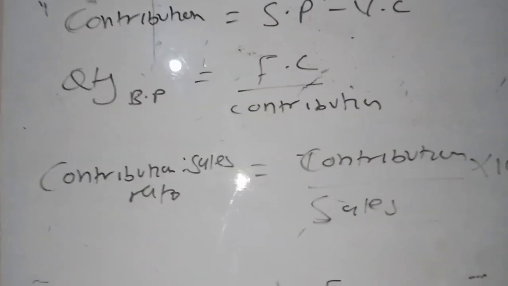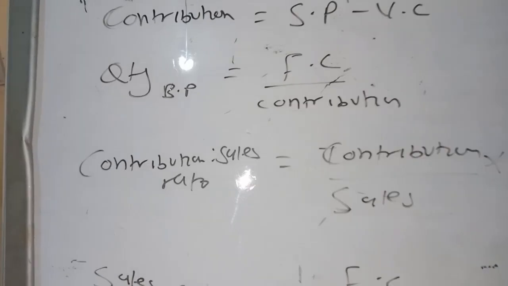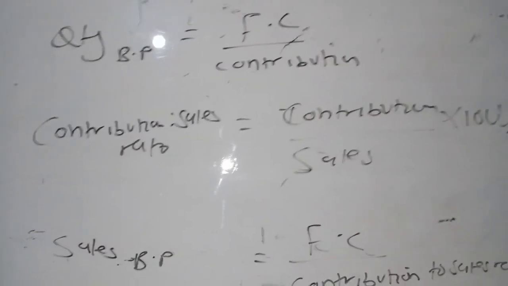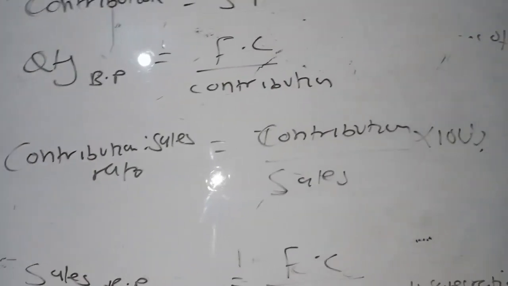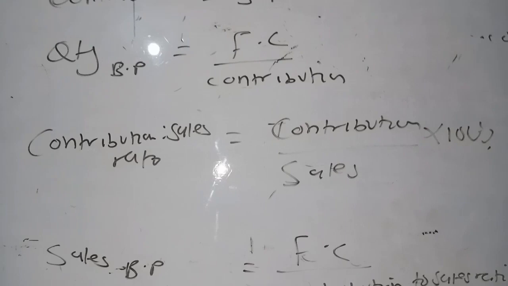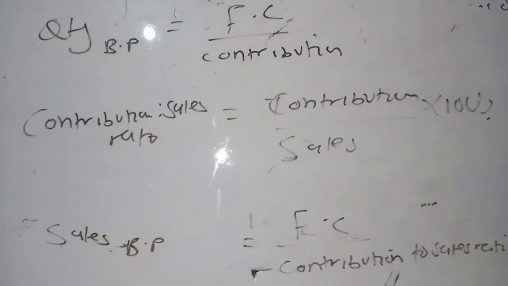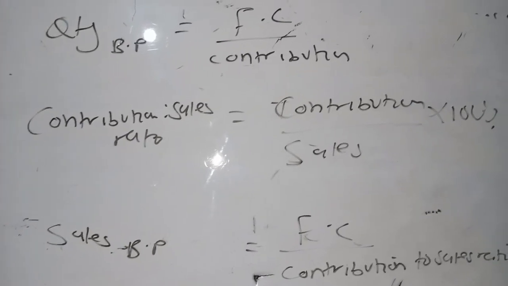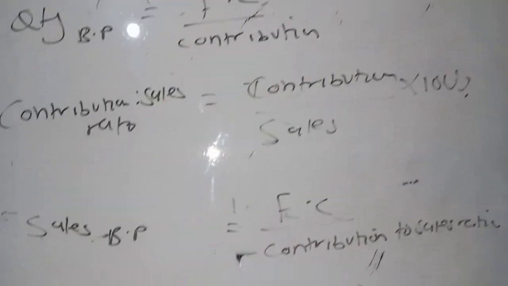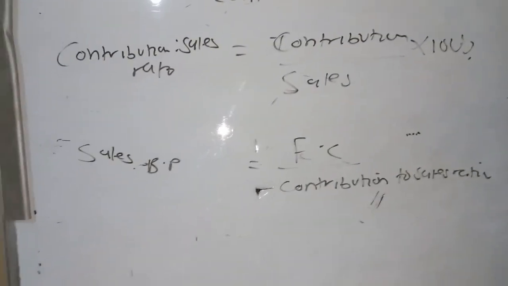Then the contribution to sales ratio, because you're going to need it. How much is this contribution in relevance to the sales? It will be summed up into contribution out of the sales. We have already seen that, in case it is for a single unit, the sales is just the selling price. Then in case of total units, you'll get the total contribution divided by the total sales times 100%.